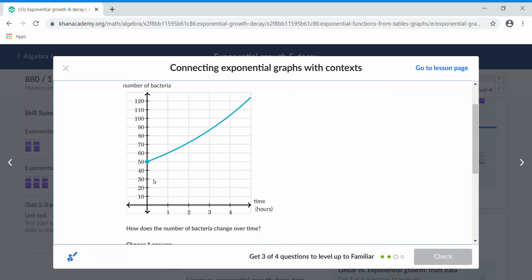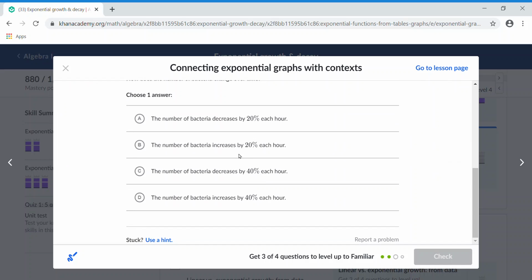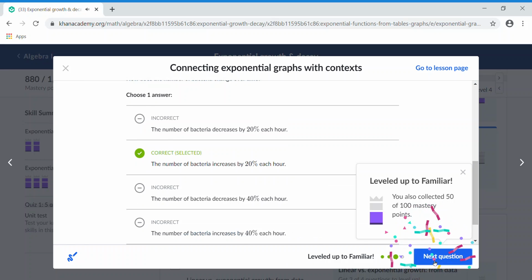Number of bacteria. So after 1 hour it will increase by 10. So 50 plus 50 times, so let's say try 20 over 100, 20 percent. So 50, this half, this one, and this becomes 10. 50 plus 10 is 60, so this is correct. So it increases by 20% each hour.